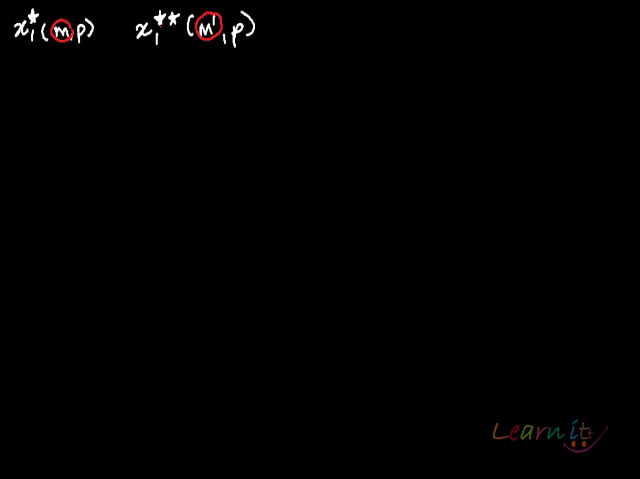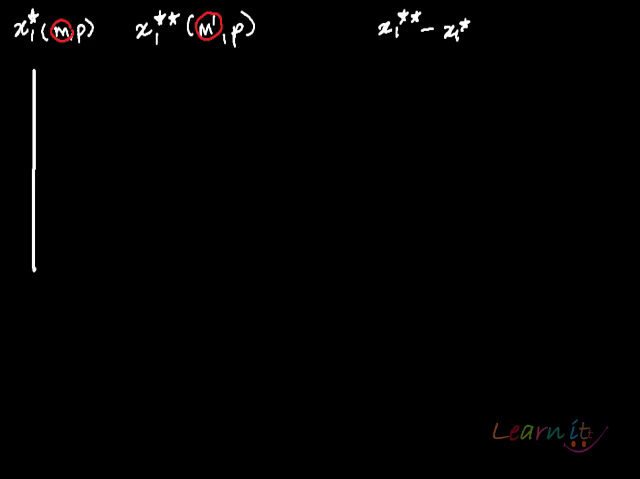Clear? Of course we are holding the prices fixed, and we are only examining the change in the demand, that is x1 double star minus x1 star, that is happening only due to the changes in income. Well, how does an increase in money income affect the budget line when the prices are fixed? So what we'll do is form one budget line and see how exactly this is going to work.